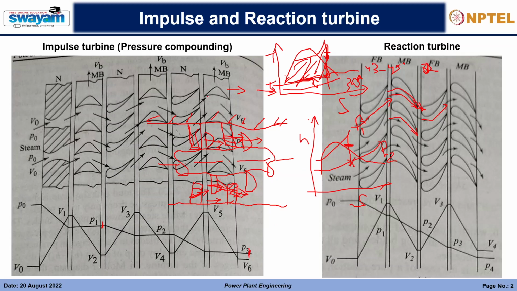Sir, regarding the arrangement of the nozzle in an impulse turbine, the nozzle direction, that means the steam flowing direction, will be perpendicular to the axis of rotation of the shaft, right? Axis of rotation of the shaft.